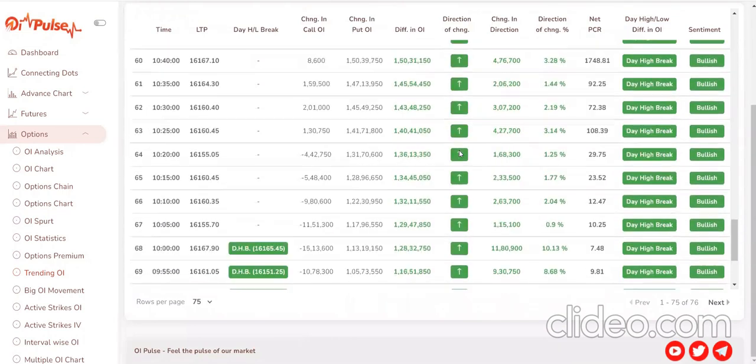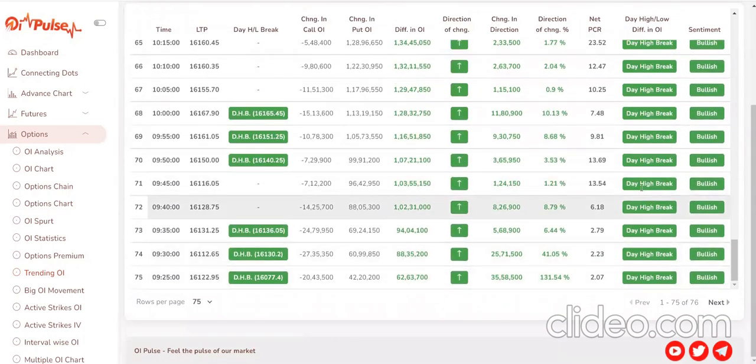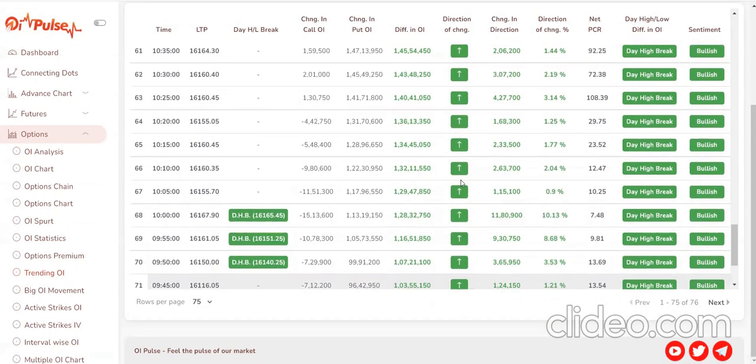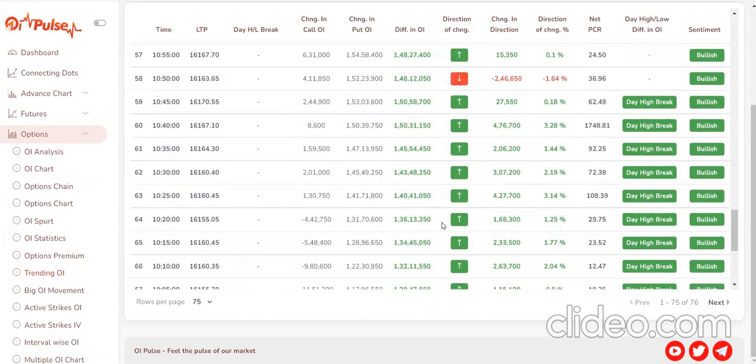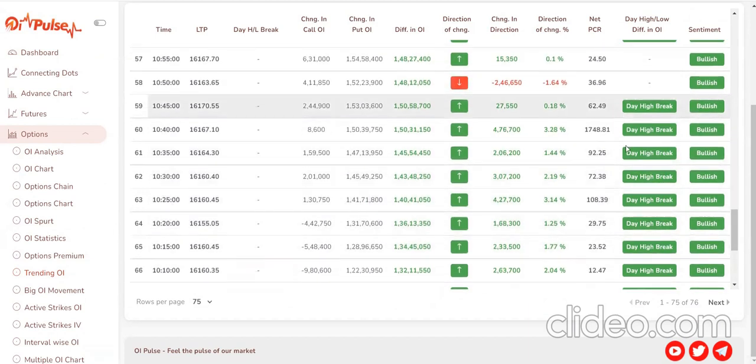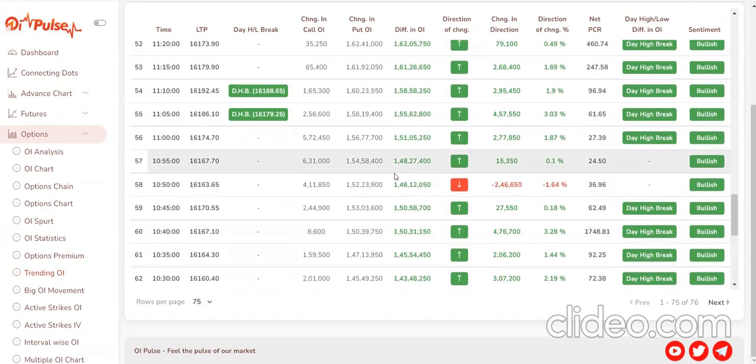You see this, one thing I'll show you. It was breaking day high, the Nifty was making day high, it was constantly making day high, but Nifty was not making. So we can assume that if it continues, then at a particular point of time, the market again will break in that direction.